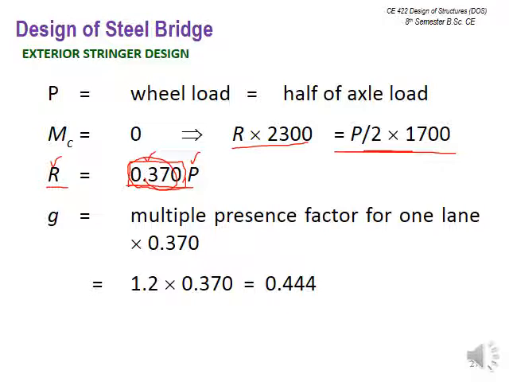Your applied loading is going to affect the reaction on the stringer, and its design by this factor. So that factor needs to be incorporated for the lateral live load distribution, and this is going to give you the G factor by multiplying this factor with the multiple presence factor for one lane, that is always 1.2, and you're getting 0.444. Keep this value with you.